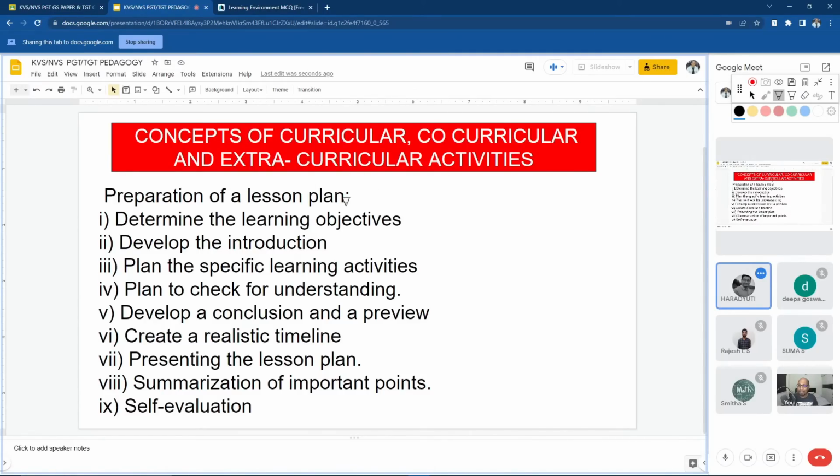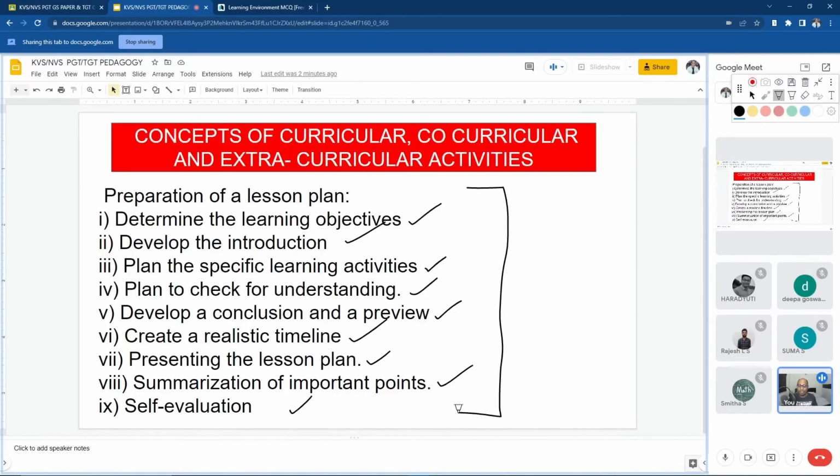Right. So preparation of a lesson plan includes determining the learning objectives, developing the introduction, planning the specific learning activities, planning to check for understanding, developing a conclusion and a preview, and creating a realistic timeline, 40 minutes, how you are going to divide it in the classroom, presenting the lesson plan, summarization of important points, and self-evaluation. So all these are the points we have to remember when preparing the lesson plan.